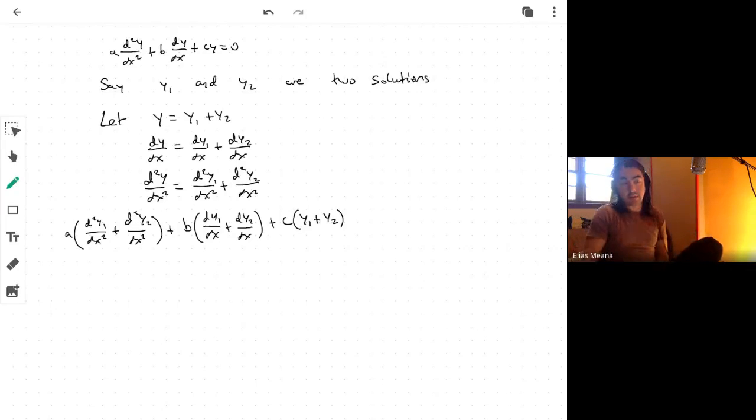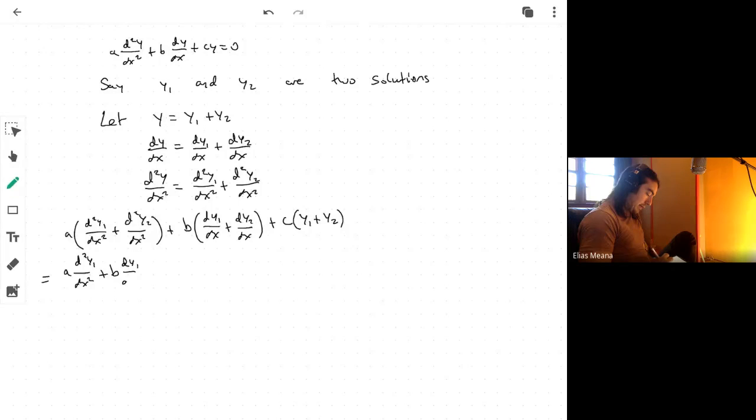All right. We don't know that this is equal to 0 yet. We're about to show that it equals 0. So what we're going to do now is gather all the y1 terms and all the y2 terms. If we gather those terms, this is equal to a d squared y1 dx squared plus b dy1 dx plus cy1, in one set of brackets. And then the y2 terms are going to be a d squared y2 dx squared plus b dy2 dx plus cy2.